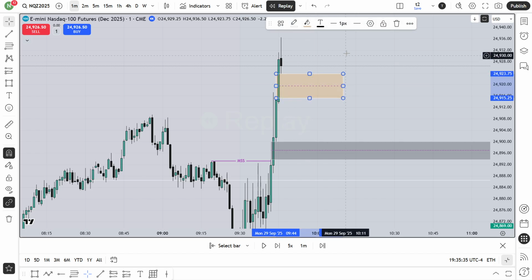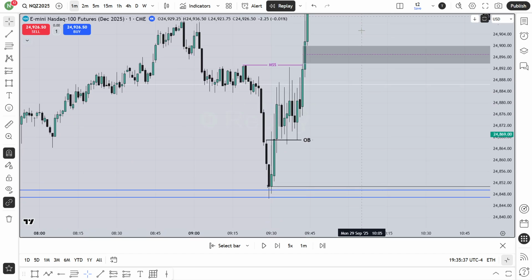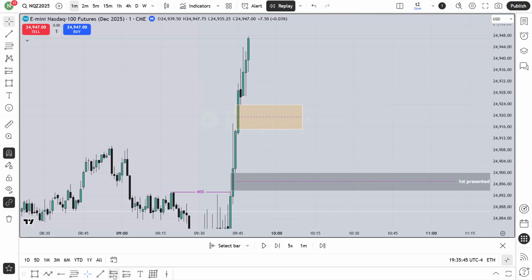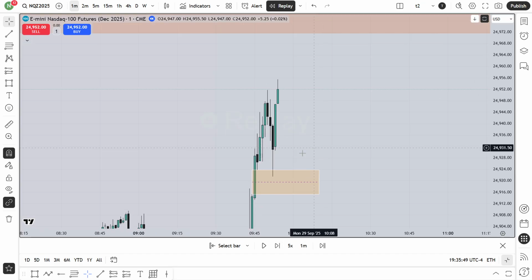Okay. So this is the entry fair value gap, the last fair value gap from the same time frame. This is a 15-minute gap, 1-minute order block. Look what happened. The market fell and actually came to this gap. Okay, it came to this gap. After coming to this gap, it has built the order block. This is the order block.